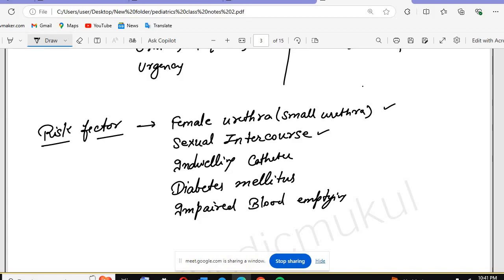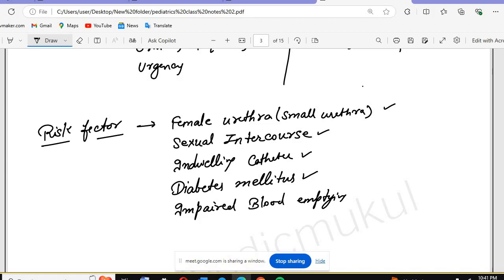coli bacteria that can spread and cause acute cystitis. Indwelling catheters, if non-sterile catheters are used, there will be high chances of spreading E. coli bacteria, or any bacteria can infect. Diabetes mellitus, they will have glucose in the urine, so the glucose will attract more bacteria, like for example E.